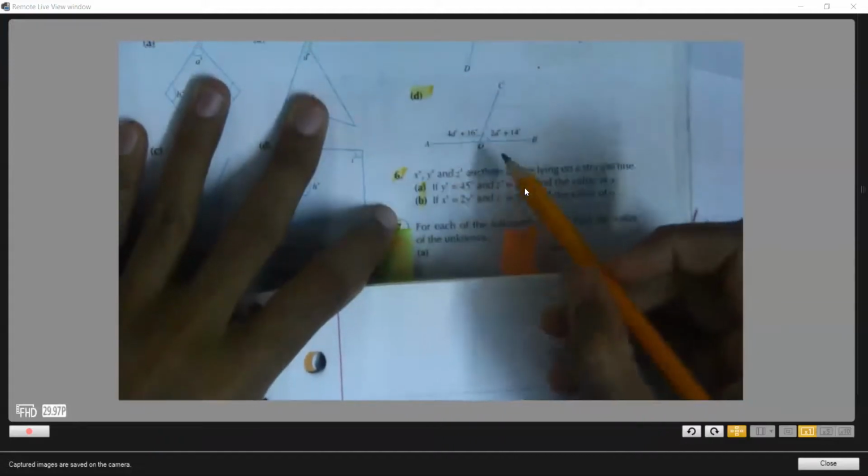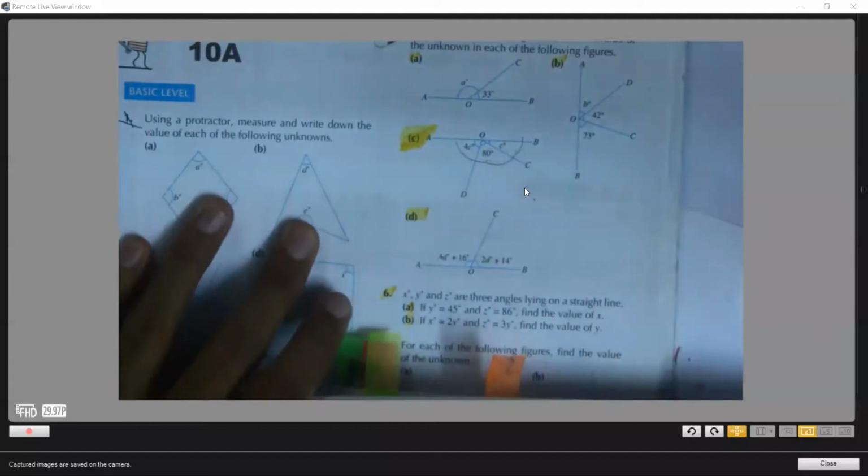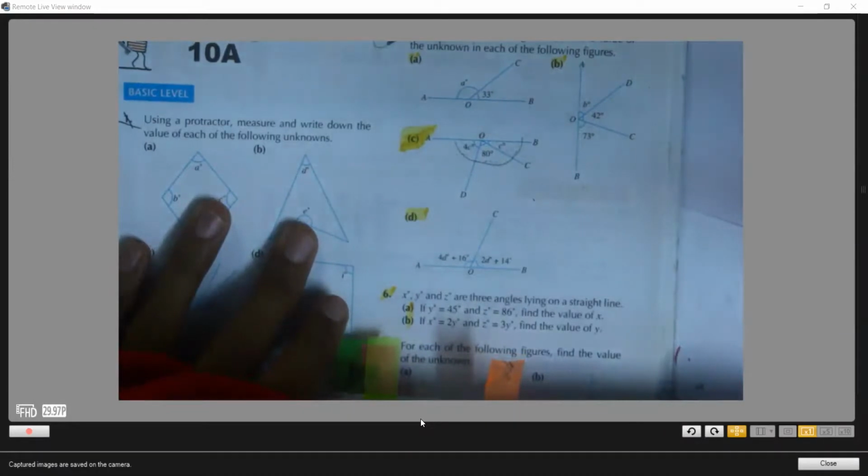Now, part D. Let me ask Umahil Chaudhary. Umahil. Beta, don't do this. Come on. Okay, Anas. Yes, teacher.